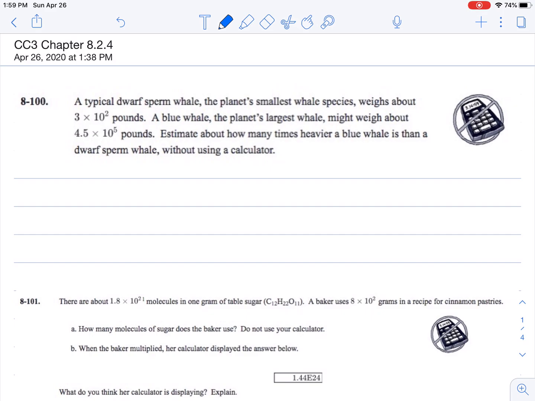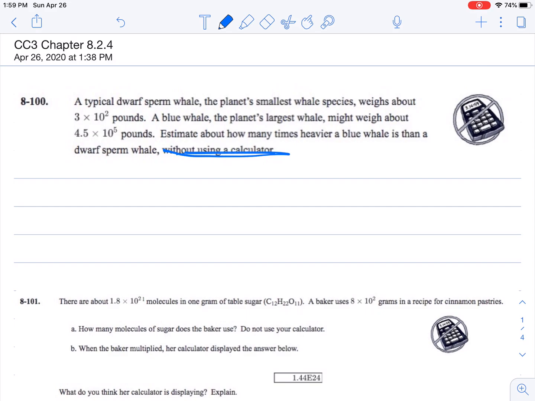So the first question, 100, says a typical dwarf sperm whale, the planet's smallest whale species, weighs about 3 times 10 to the second pounds. A blue whale, the planet's largest whale, might weigh about 4.5 times 10 to the fifth pounds. Estimate how many times heavier the blue whale is than the dwarf sperm whale. And we are just going to pretend that it doesn't even say without a calculator.